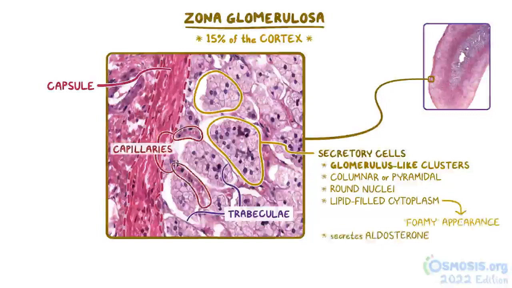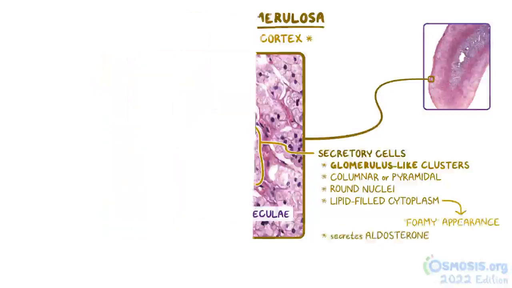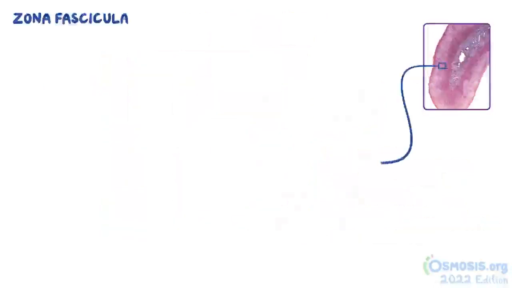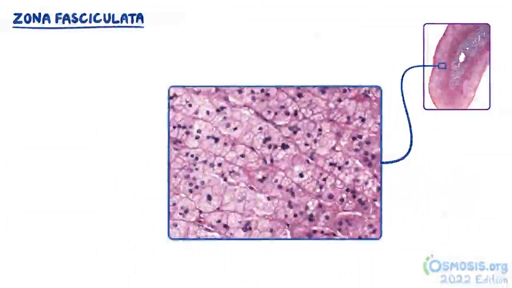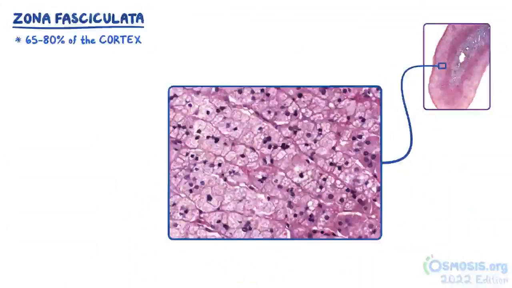found throughout this layer. Moving deeper into the adrenal gland, the zona fasciculata is the largest of the three zones, and comprises about 65 to 80% of the cortex. In the bottom right of this high-power image, we can also see a portion of this underlying zona reticularis. Instead of clusters of cells, like the ones we saw in the zona glomerulosa, the secretory cells in this layer are arranged in long cords or columns of cells, often just 1 to 2 cells thick, that are aligned perpendicular to the surface of the adrenal gland.